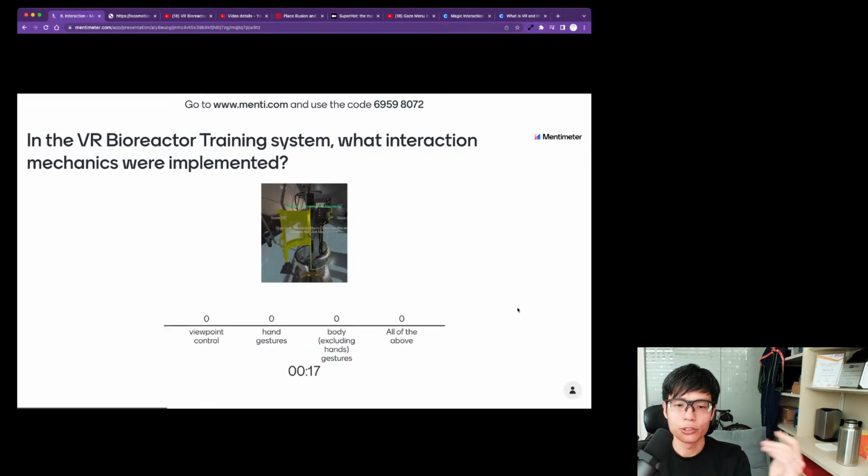Again, just to check that we are on the same page, and you are using the same terminology as what we're trying to establish here. Just asking you what interaction mechanics you see in there.